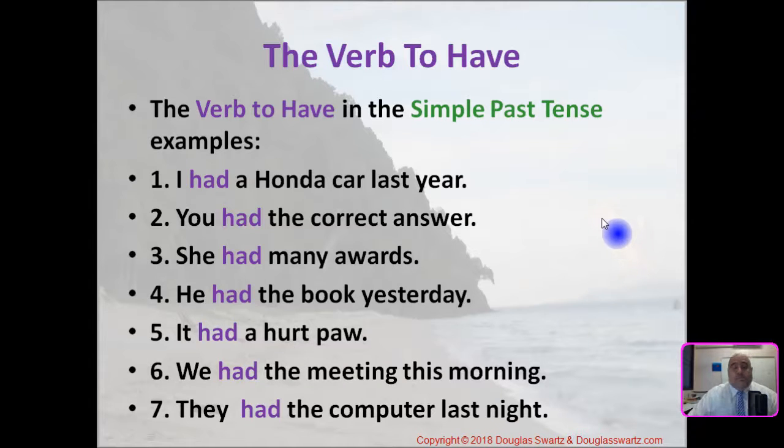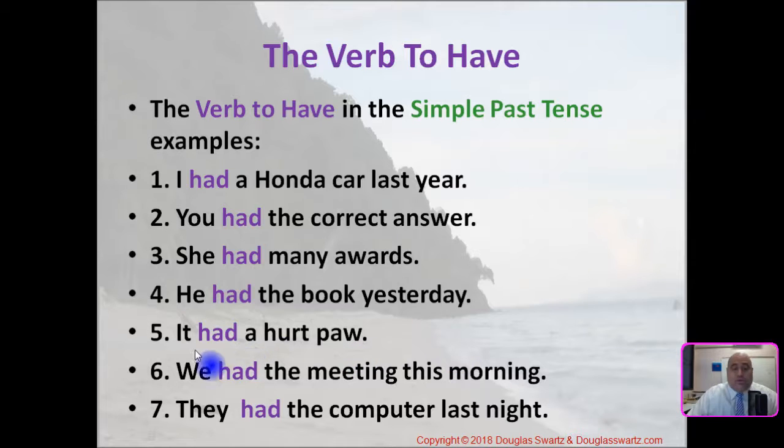Simple past tense, example number 1, I had a Honda car last year. I had. Number 2, you had the correct answer. Everything is in the past, simple past. You had the correct answer in the past. Number 3, she had many awards. Number 4, he had the book yesterday. He had it. Number 5, it had a hurt paw.